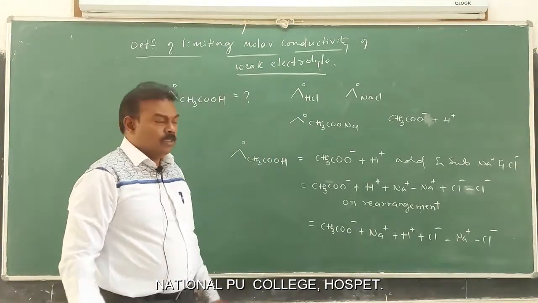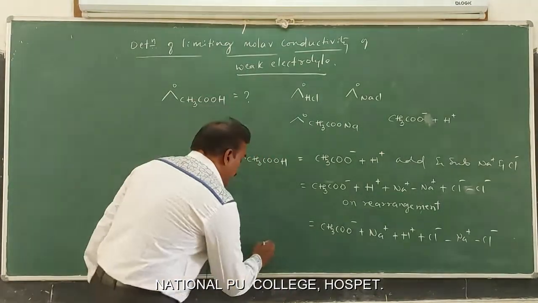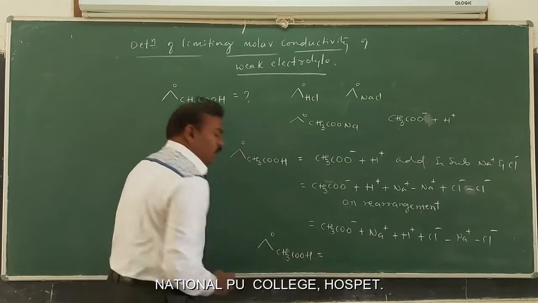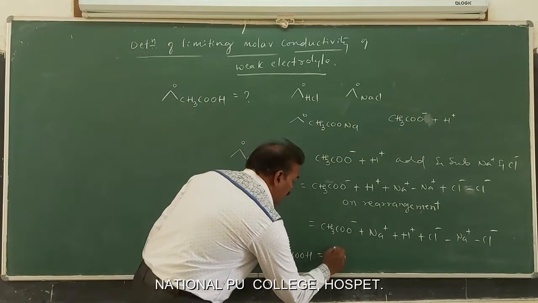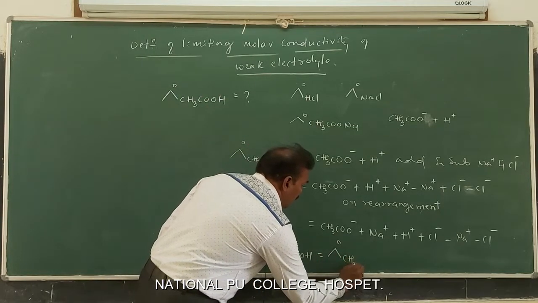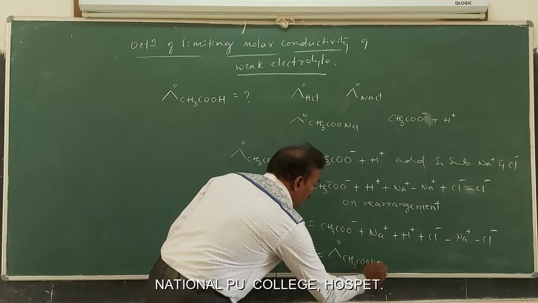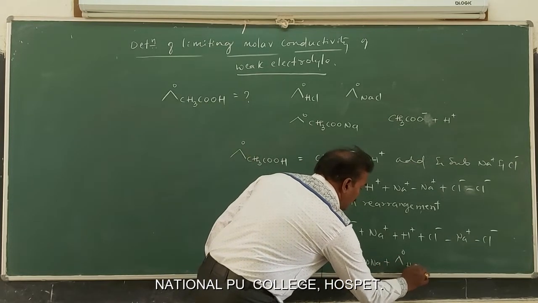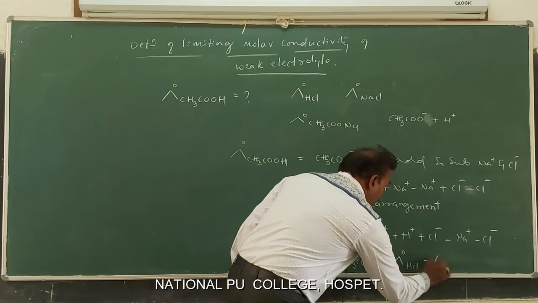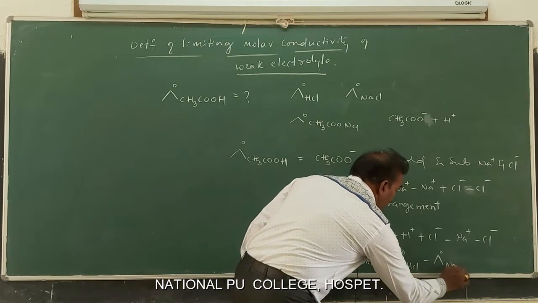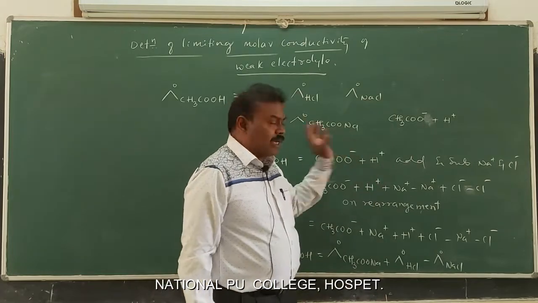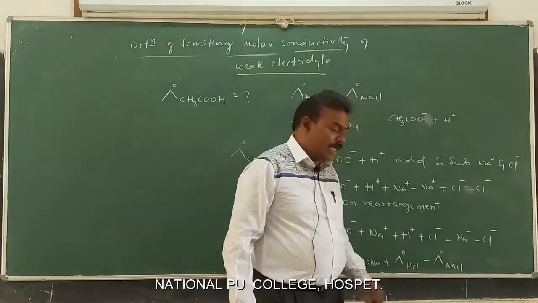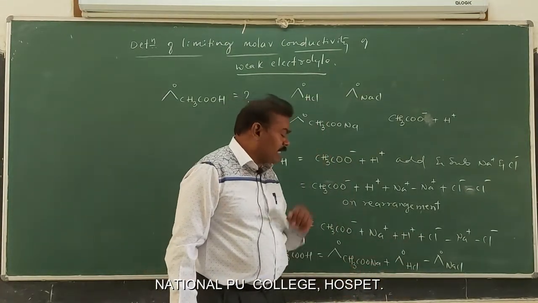Following, finally you can write: limiting molar conductivity of acetic acid is equal to limiting molar conductivity of CH3COONa, plus limiting molar conductivity of HCl, minus limiting molar conductivity of NaCl. Because in dilute solutions, Na⁺ ion and Cl⁻ ion are present. Here H⁺ and Cl⁻ are present. Here acetate ion and Na⁺ ion are present.